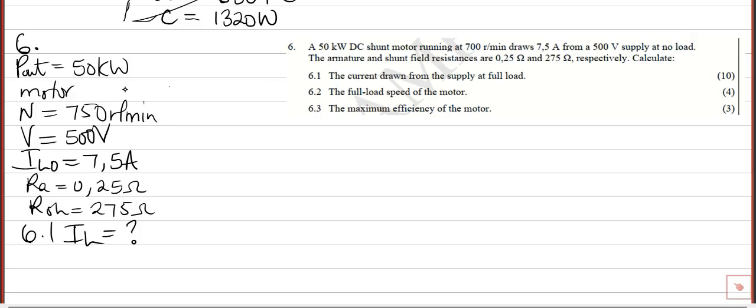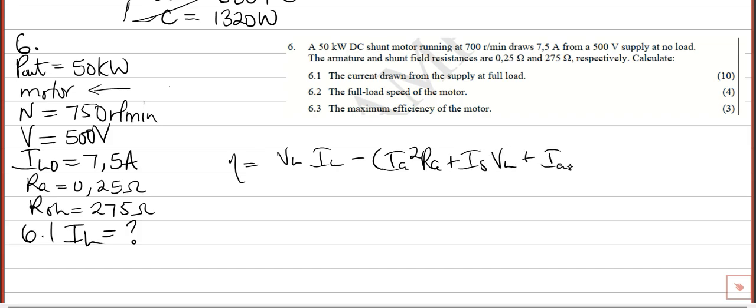What we already know is that we are dealing with a motor. So seeing that we are dealing with a motor, maybe let's write the whole equation for efficiency. Then we will see what can assist us. So efficiency equals VL IL minus, in here it's going to be IA squared RA plus I shunt VL plus IAO times VL, all over our VL IL times 100%.